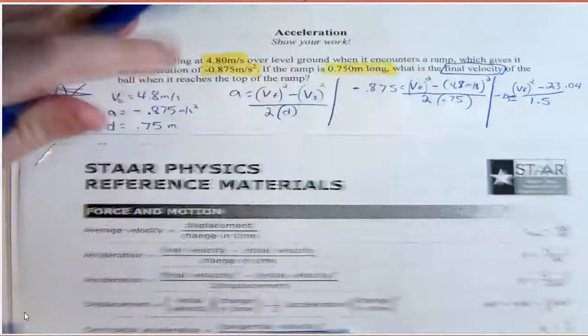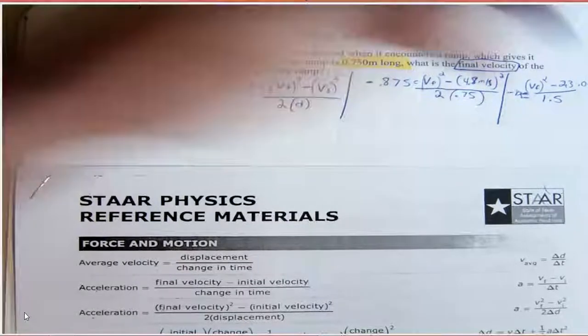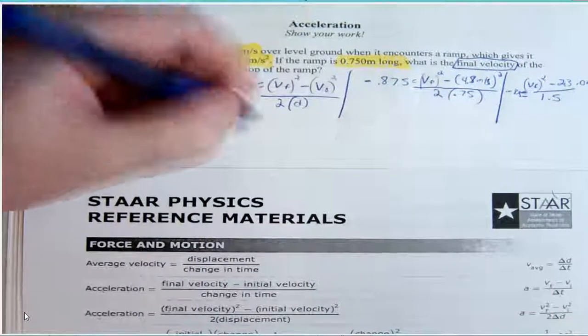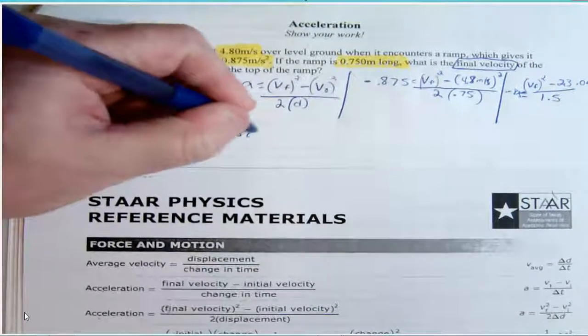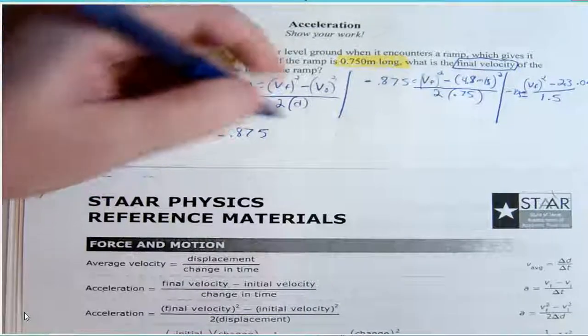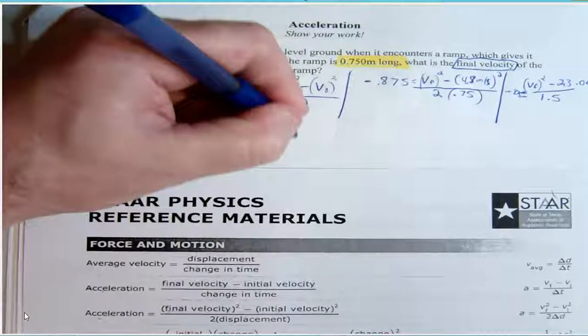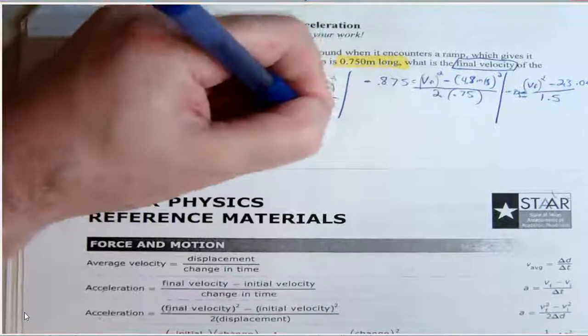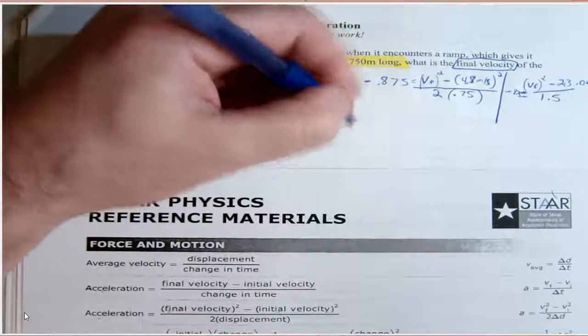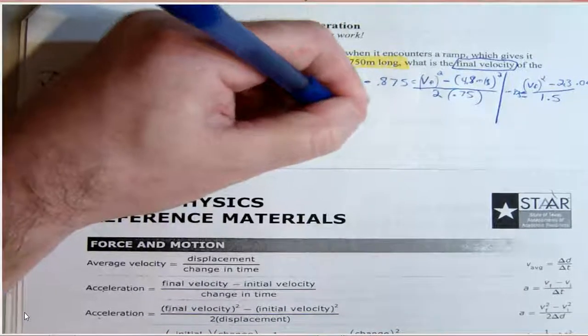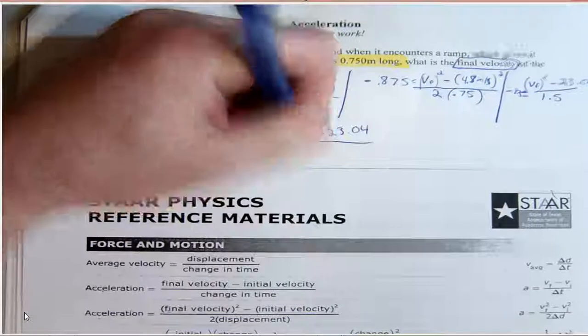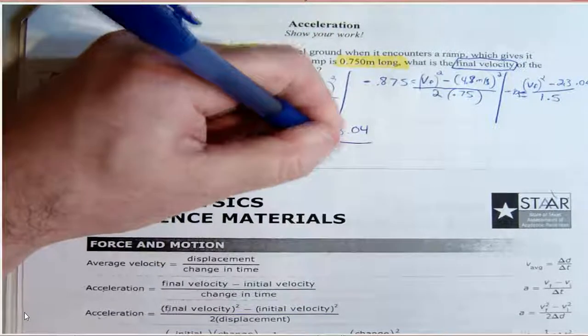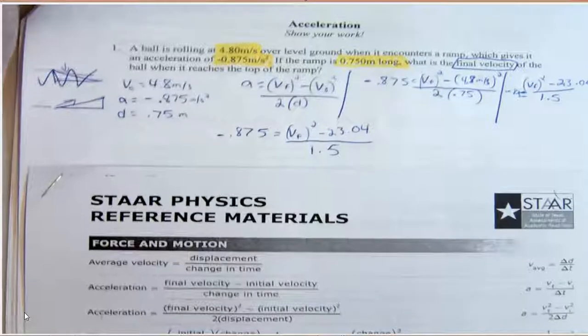So same thing if you can follow it here. I'm going to rewrite it again. So we have negative 0.875 equals our final velocity squared minus 23.04 over 1.5. We're getting there.